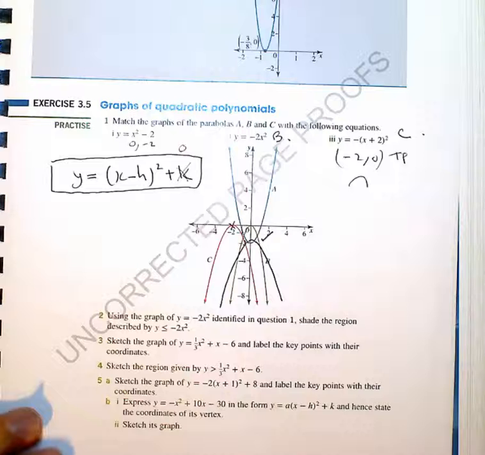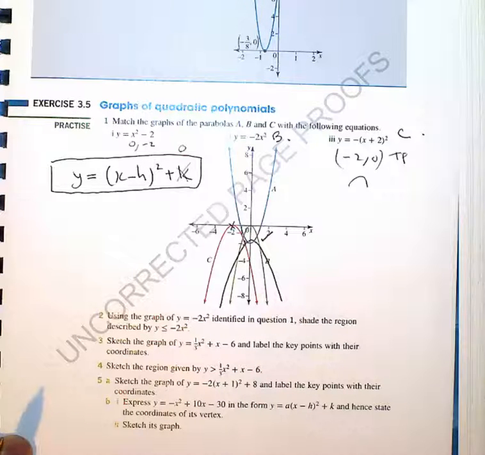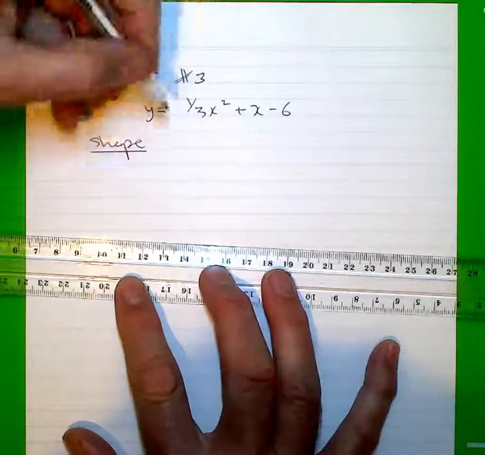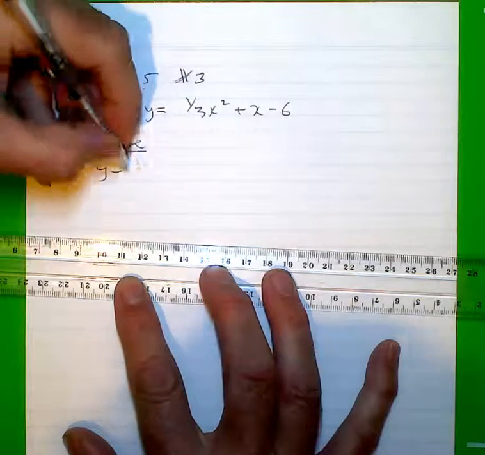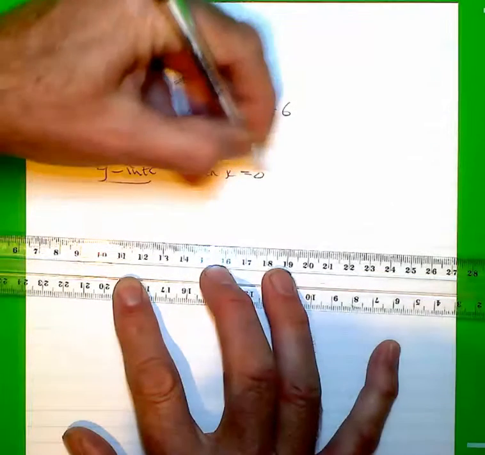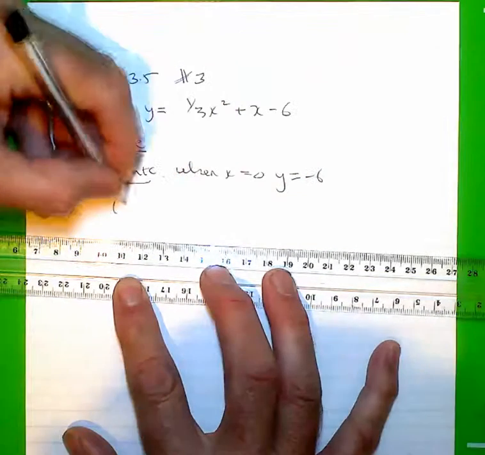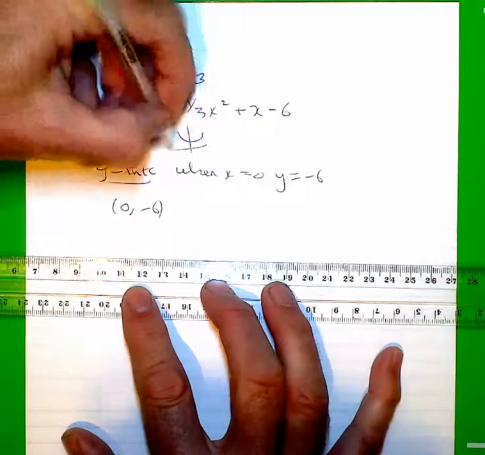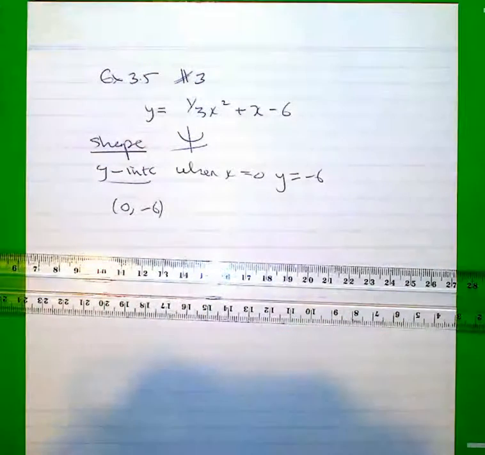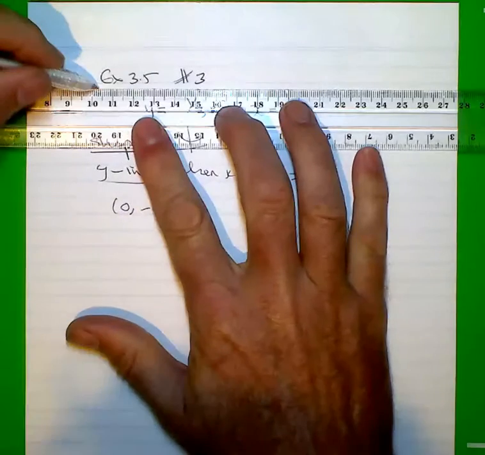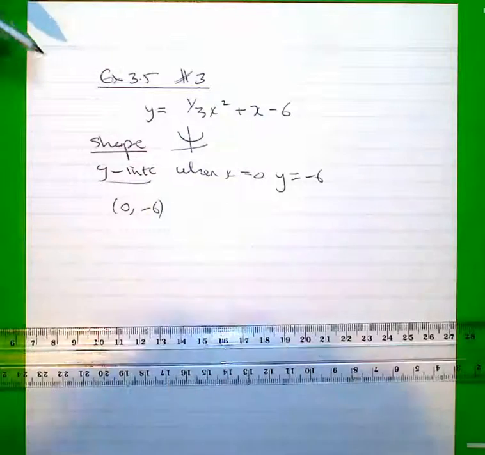I'd now like to take you through question 3 that sketches that graph from go to woe. Now in this question, the y-intercept is going to be at -6. When x is 0, y is equal to -6, or the point 0, -6. The shape is going to take the normal quadratic type shape, smiley face if you like. Now we need a turning point, and we also need to locate the intercepts.